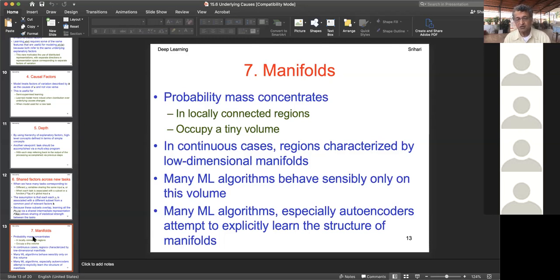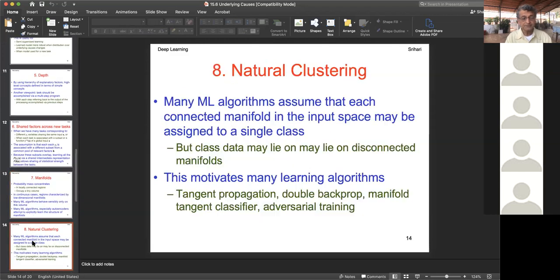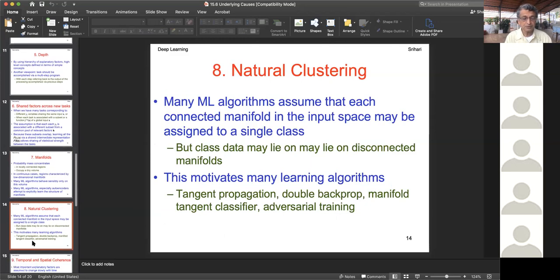Many ML algorithms, especially autoencoders, attempt to explicitly learn the structure of manifolds. So we have to refer back, saying you could use the idea of autoencoders to learn manifolds, which can be useful for the idea of causal representation. Clustering is also useful. Many machine learning algorithms assume that each connected manifold may be assigned to a single class. So we're saying this manifold is cat, this manifold is dog. And they might be disconnected manifolds. And this motivates many learning algorithms: tangent propagation, double backprop, manifold tangent classifier, adversarial training, and so on.